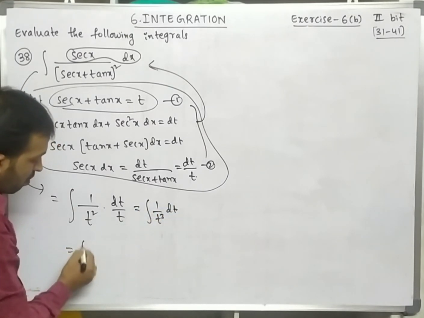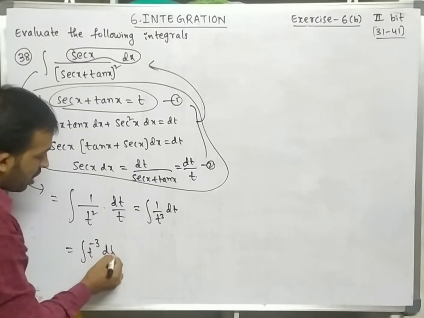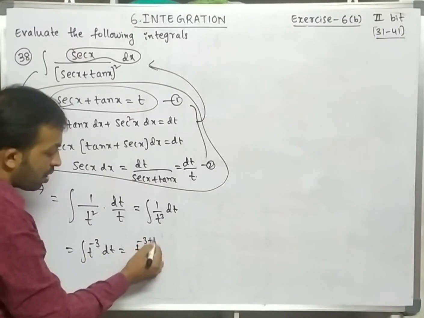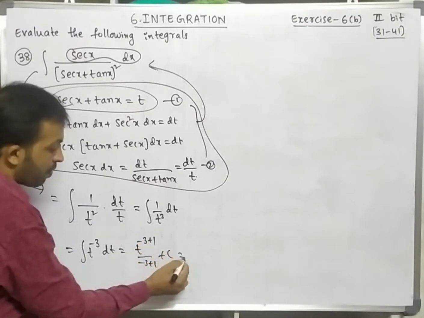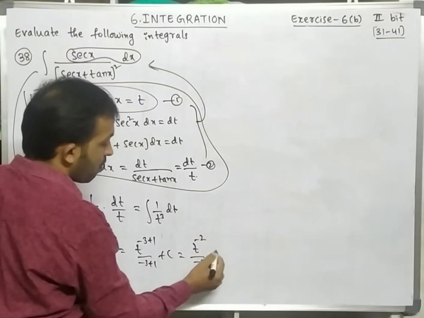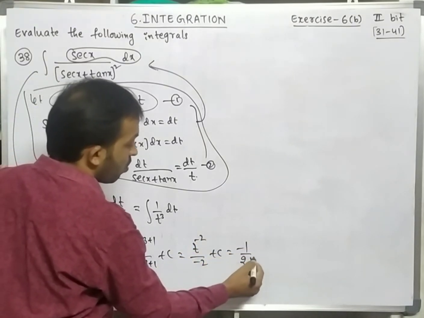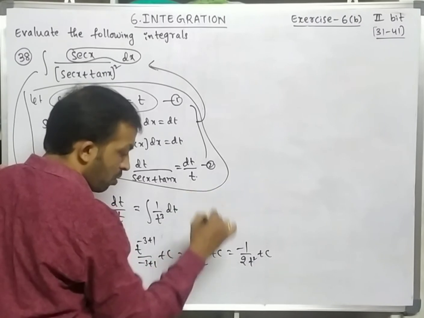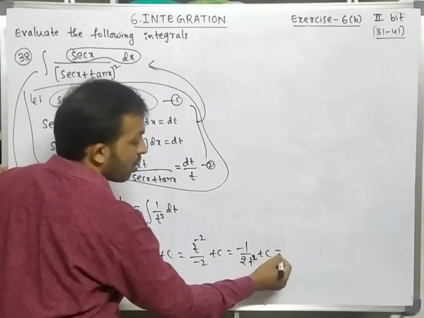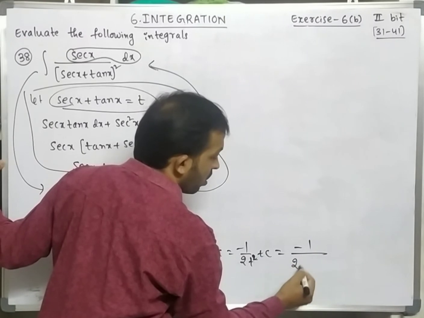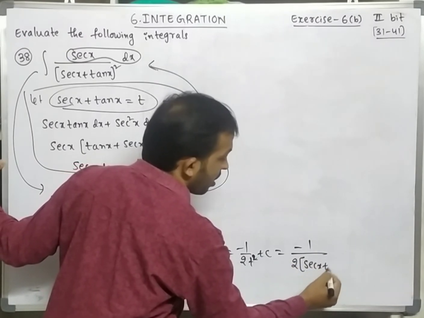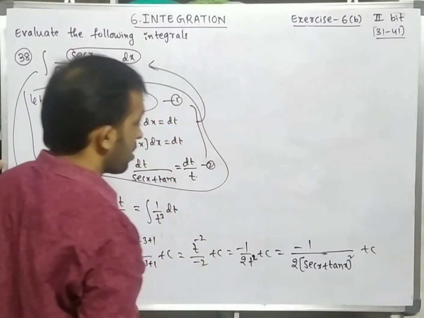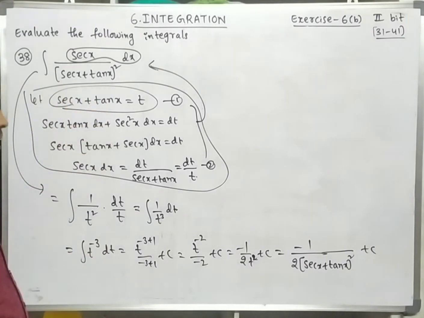Now 1 by t cube can be written as t power minus 3 dt. So as this is in the form of x power n dx, this is t power (minus 3 plus 1) by (minus 3 plus 1) plus c, t power minus 2 by minus 2 plus c. So minus 1 by 2 t square plus c. This is 1 by minus 2, meaning minus 1 by 2, and t power minus 2 brought to the denominator is t square. So substitute t: minus 1 by 2 into (secant x plus tan x) whole square, plus c. The t value is secant x plus tan x, that is whole square. So the substitution is important here.